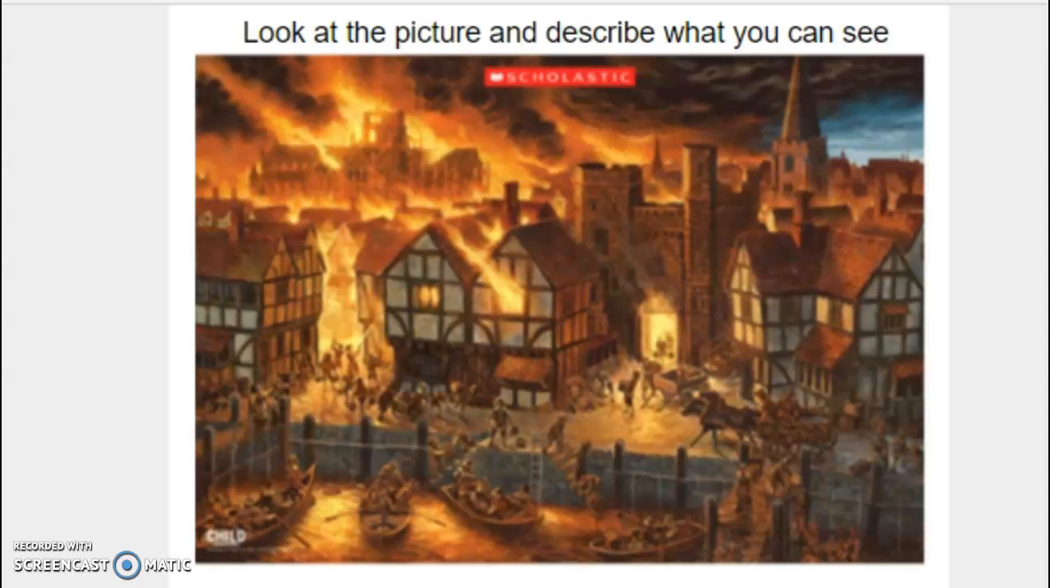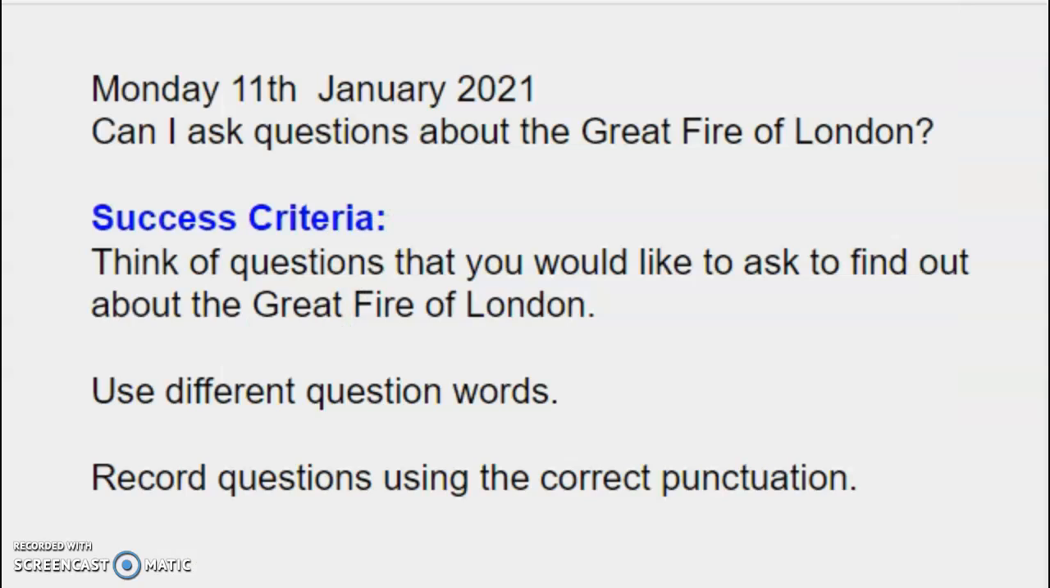Okay, so today then you are going to be thinking of those questions to ask to find out a bit more about this huge fire. Now, just before I show you some examples of the questions you might like to ask, I'm going to show you the success criteria. So today, the learning question is, can I ask questions about the Great Fire of London? And the success criteria, so what I'm looking for when you're doing this, is for you to think of questions that you would like to ask to find out about the Great Fire of London. Use different question words, so all of those question words that I showed you on the other slide. And then I'd like you to record your questions using the correct punctuation.